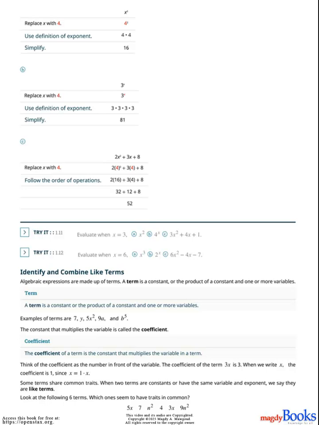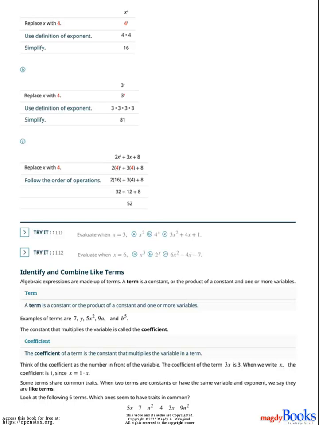B. 3 to the power of x. Replace x with 4. Use definition of exponent. 3 times 3 times 3 times 3. Simplify. 81. C. 2x squared plus 3x plus 8.